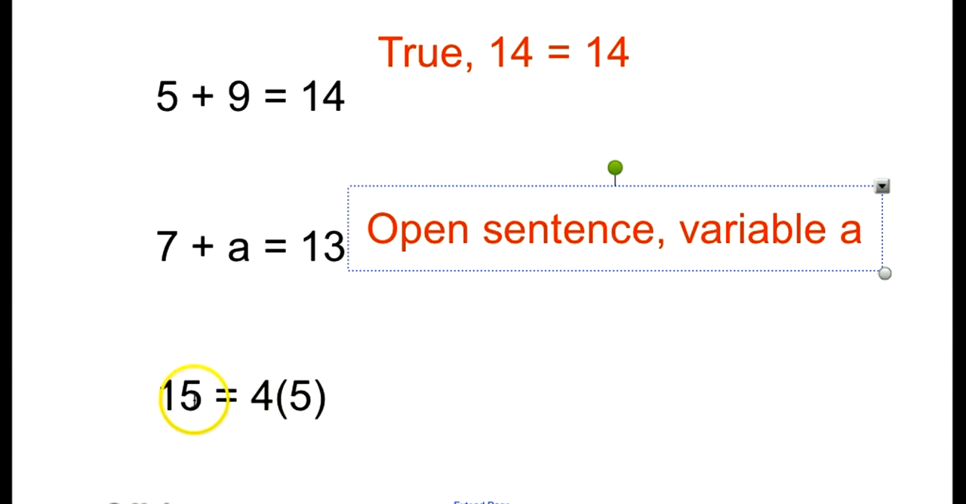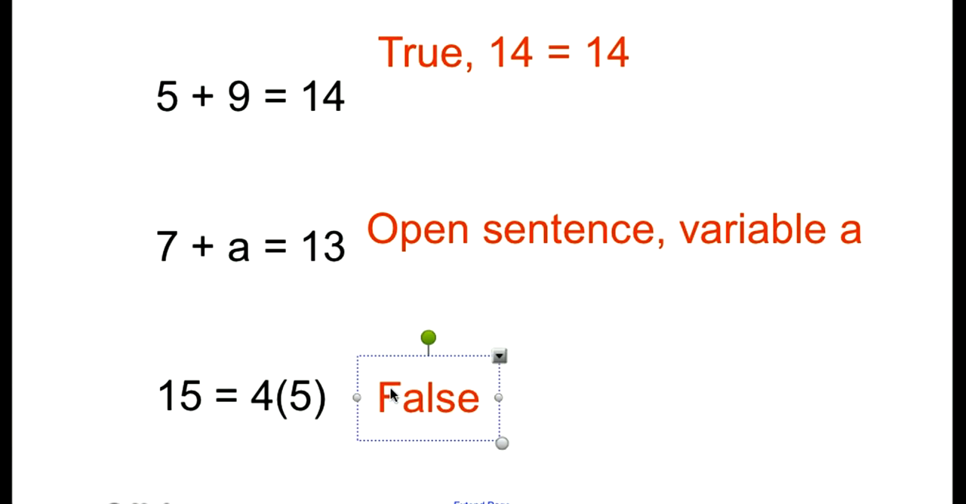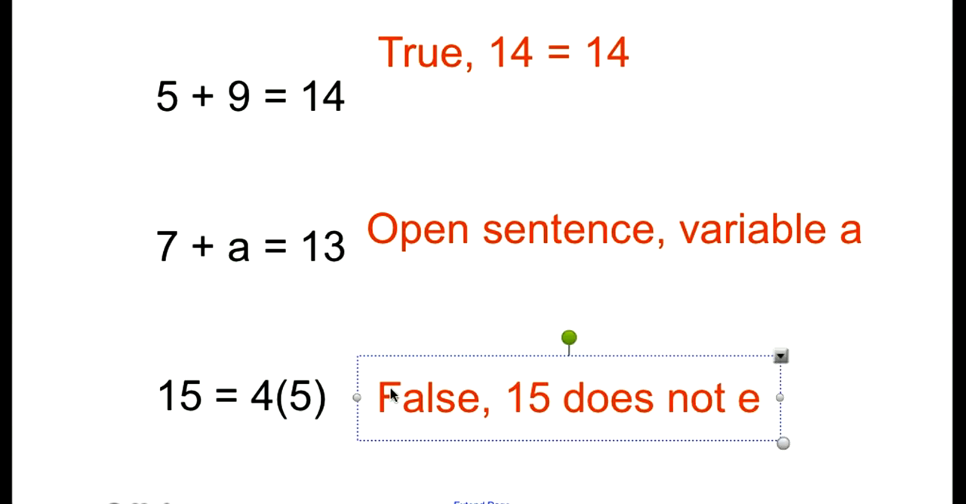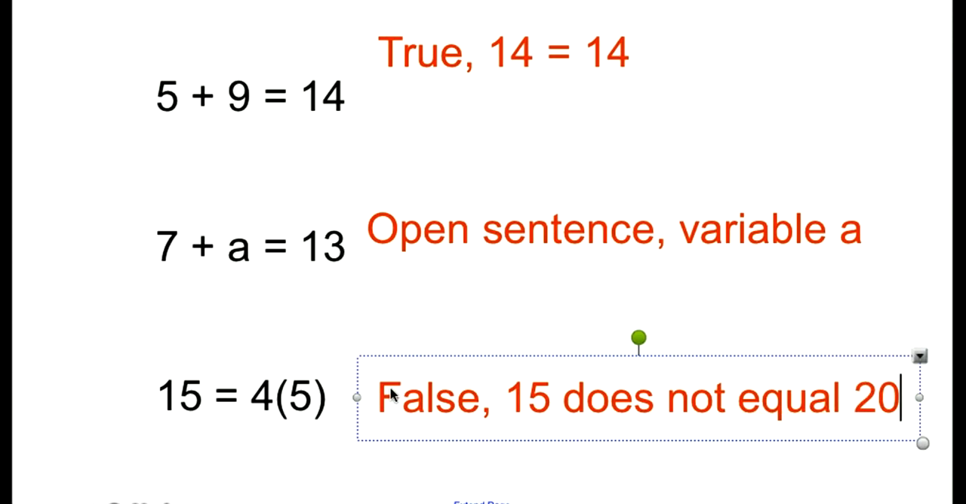Then we have 15 equals 4 times 5. And this is false because 15 does not equal 20, because 4 times 5 is actually 20.